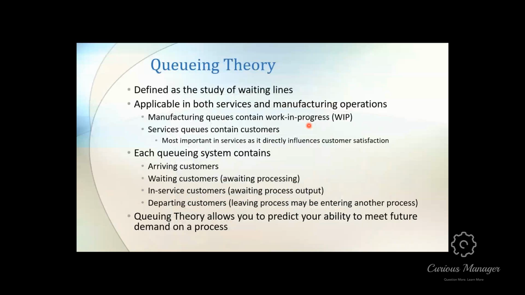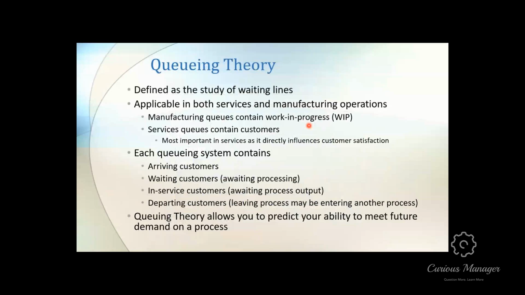We have arriving customers or arriving parts. They're the ones that arrive at the front end of a process. We have the waiting customers, the ones that are waiting at the front of the process, waiting to be processed, okay? We have in-service customers. These are the ones that are inside the process awaiting output out of the system. And then we have departing customers, people who are leaving the process. So they were in service at one time, but now they're departing. They've been done. They're going to go off to another process. So these are the 4 types of queues that we deal with.